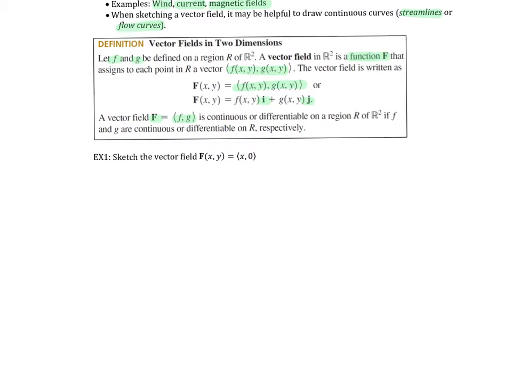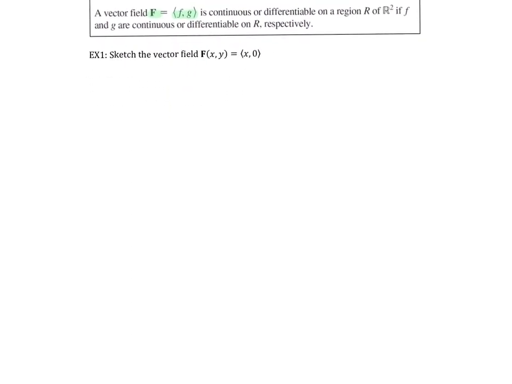The first thing we're going to do is practice sketching a vector field. Example one. We want to sketch the vector field, and this is a very simple vector field. It's x comma 0, which means our y component is always going to be 0. First thing I'm going to do is go ahead and draw a coordinate system. So this would be my x and my y. When we draw a vector field, what we do is we pick a point, some x, y, and then we'll get a vector that goes with it. In this case, our vectors are going to be x comma 0, the y value is always 0.